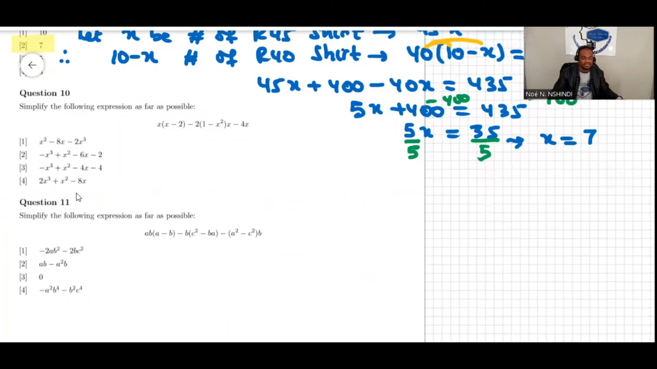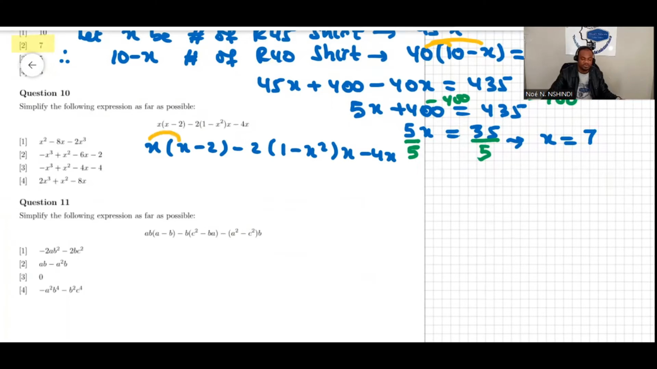Question 10 says simplify the following expression as far as possible. Okay, so what can we do? We have x open bracket x minus 2 close bracket, minus 2 open bracket 1 minus x squared open x minus 4x. In a situation like this, we're going to multiply what's in the brackets.